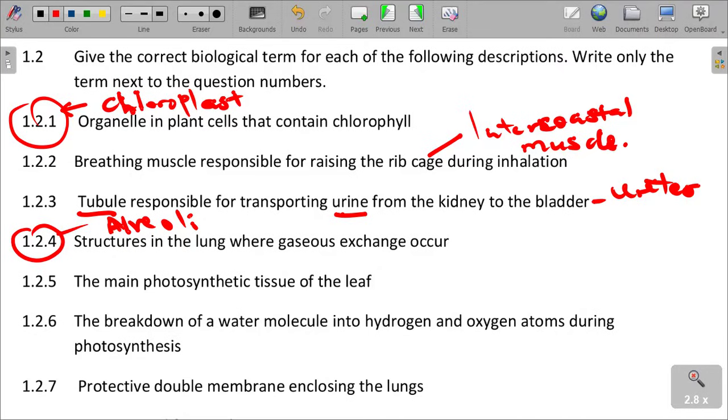As we go into that, the main photosynthetic tissue of the leaf. It is actually the palisade layer, which we can also say is the mesophyll.